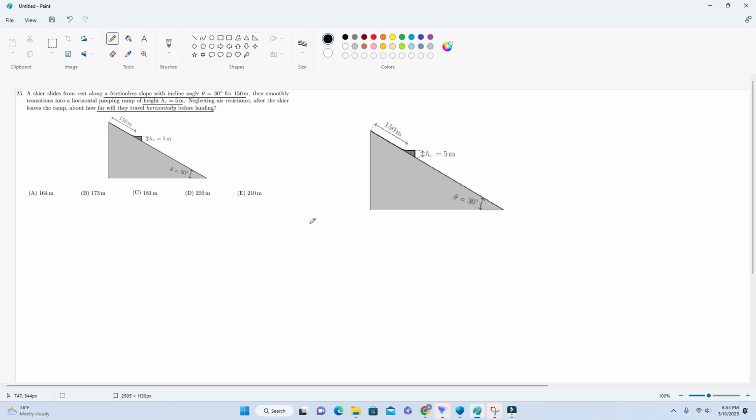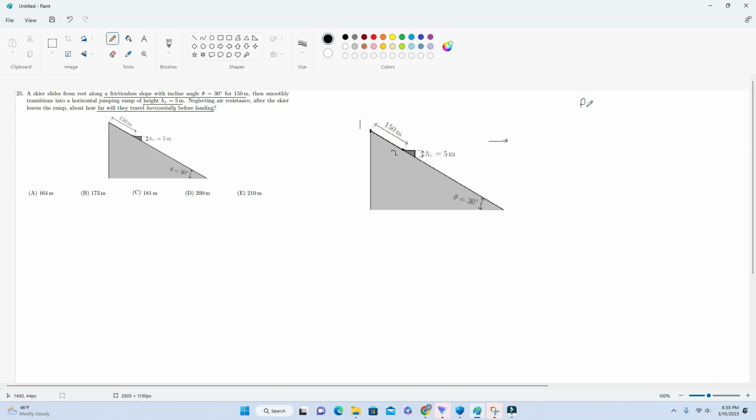The first thing we'll need to know, in regards to how far it travels horizontally, is the velocity that it enters the ramp with. So this is actually pretty standard energy utilization. Let's label this point 1 and this point 2. We know that the potential energy here will convert to kinetic energy at point 2. So potential energy at point 1 is kinetic energy at point 2. And the potential energy at this point would be gravitational potential energy.